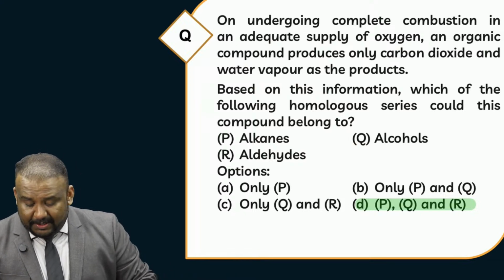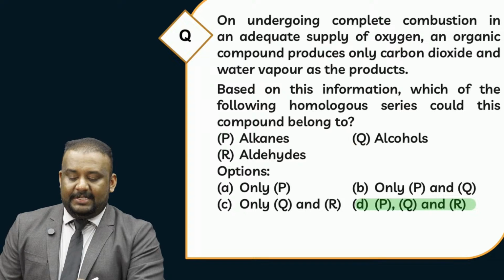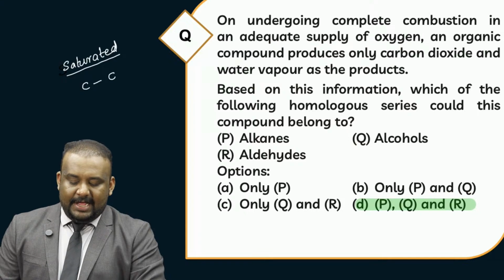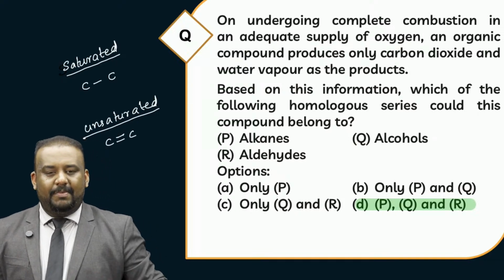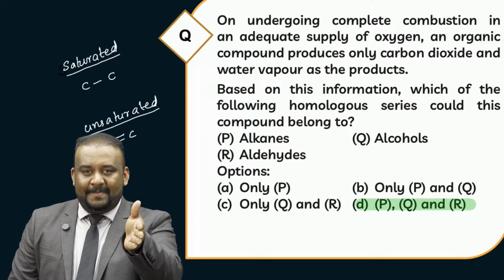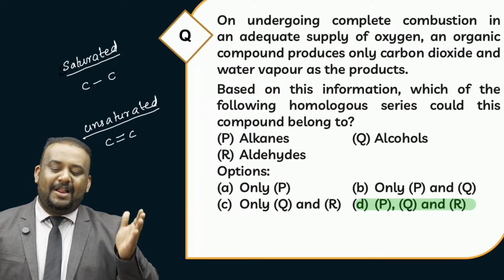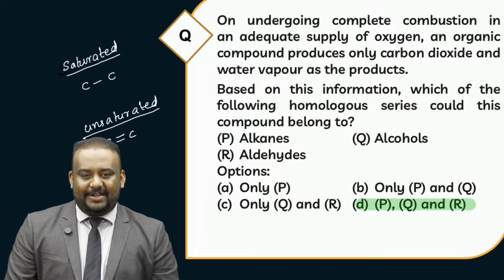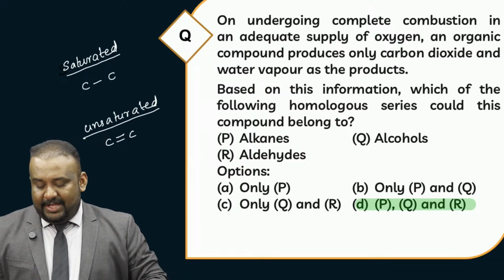Aldehydes are unsaturated because of the double bond with oxygen? No, that's a wrong understanding. Let me clarify this. Saturated and unsaturated. A saturated compound is where carbon-carbon single bond is there. Unsaturated is where at least a carbon-carbon double bond is there. You have studied only half. You studied that if a double bond or triple bond is there, it is unsaturated. No, between whom is very important. Carbon-carbon double bond or carbon-carbon triple bond. If that is there, then it is unsaturated. Otherwise, it's not unsaturated. Is it clear? In aldehydes, the double bond is not between carbon and carbon. It is between carbon and oxygen. Are you guys clear now?